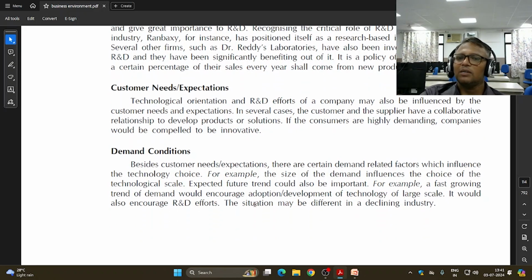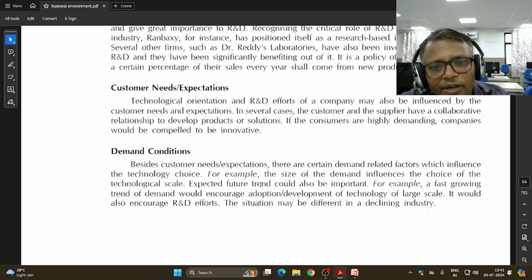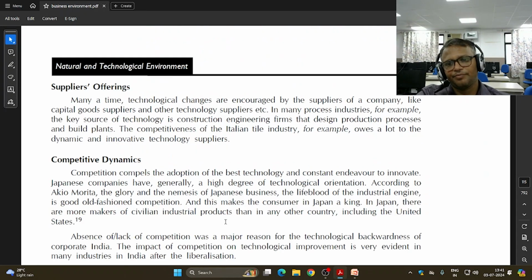Now, the demand conditions. Besides customer needs and expectations, there are certain demand variables which influence the process. For example, the size of the demand influences the choice of technology and scale. The expected future trend could also be important. For example, a fast-growing trend of demand would encourage adoption and development of technology on a large scale. It would also encourage R&D efforts, in contrast to situations with stagnant and declining industry demand.